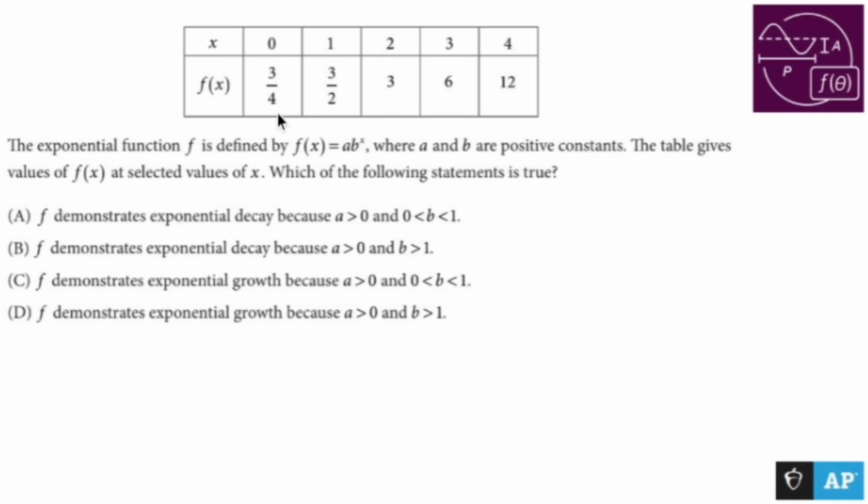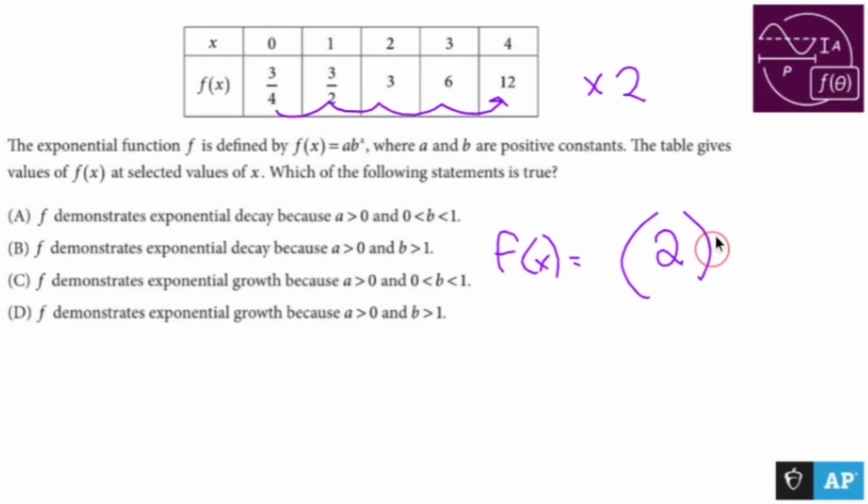Well, let's find the pattern. The pattern here gives you our b. And it looks like the way I get from 3/4 to 3/2 to 3 to 6 is I multiply by 2 every time. So what I have is f of x equals some number, a, I don't know it yet, times 2 to the x power. Now, the way I find out what this initial number is, if I were to substitute 0 in for x, this whole 2 to the x thing would become 1. So common sense would tell me that if I plug in 0, whatever a is times 1 gives me my answer. I got 3/4. So if I do 3/4 here, then when I plug in 0 to x, 3/4 is going to be my answer.